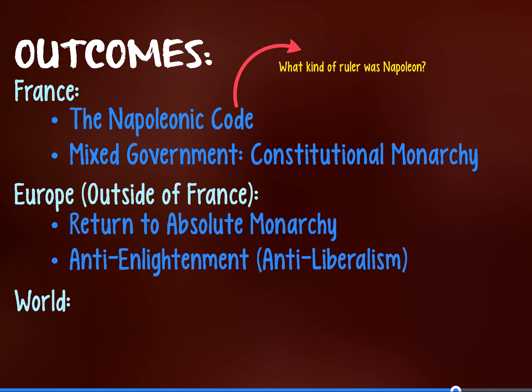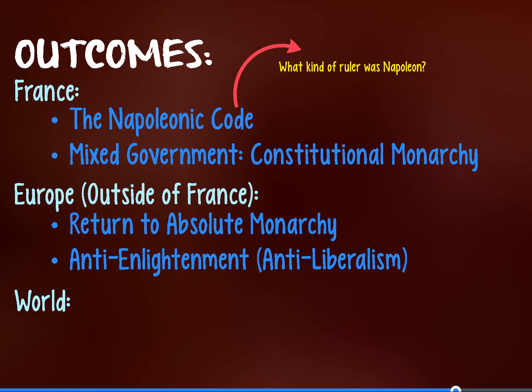Outside of France and the rest of Europe, the Congress of Vienna restores absolute monarchs all over the continent. So Napoleon's attempt and the French Revolution's attempt to export the ideas of the Enlightenment seem to have failed. In fact, there's a very anti-Enlightenment reaction in the rest of Europe, a reaction against the liberal ideas associated with the Enlightenment. However, liberal ideas do not go anywhere.